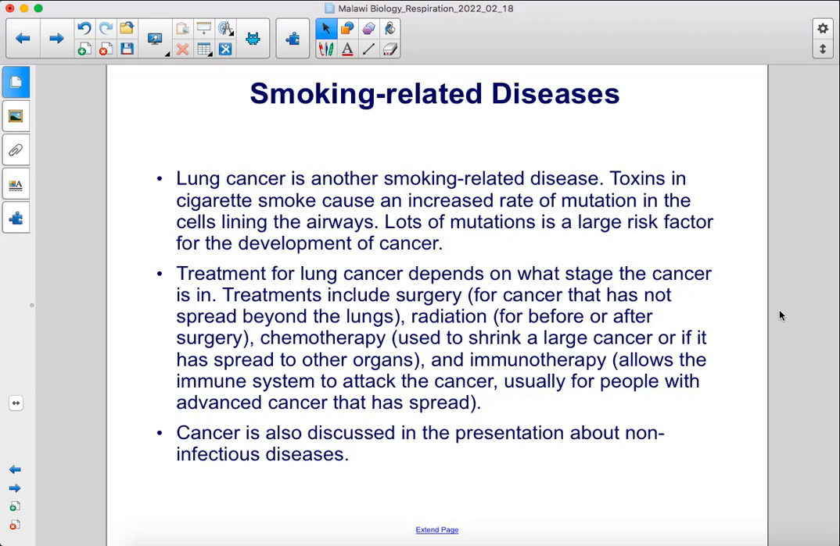Treatments include surgery for cancer that has not spread beyond the lungs, radiation for before or after surgery, chemotherapy, which is used to shrink a large cancer or if it is spread to other organs, and immunotherapy, which allows the immune system to attack the cancer, usually for people with advanced cancer that has spread. Cancer is also discussed in the presentation about non-infectious diseases.